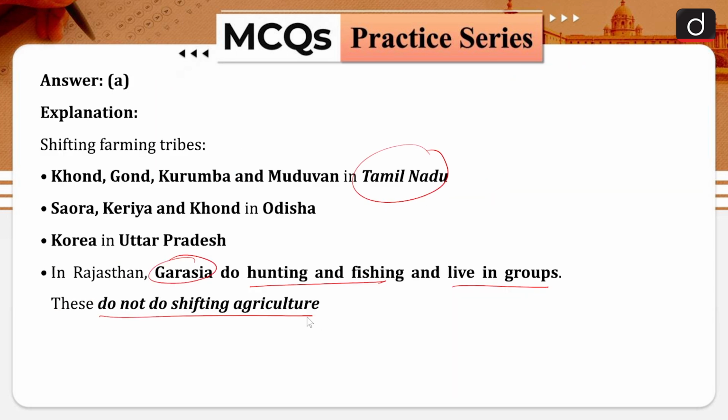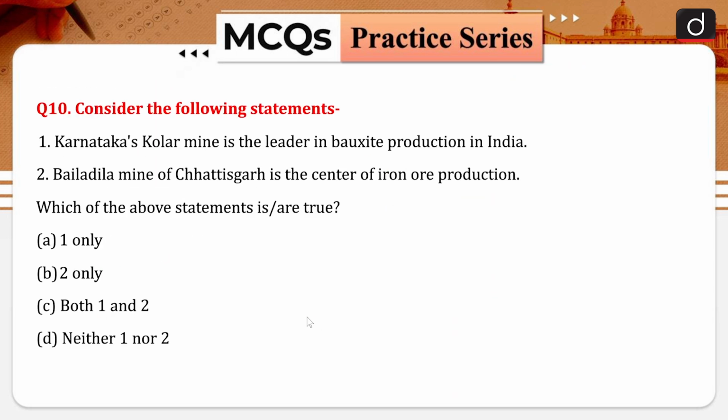Now moving further, consider the following statements: Karnataka's Kolar mine is leader in bauxite production in India. And Beladila mine of Chhattisgarh is the center of iron ore production. You have to choose the true statements. Now here, if you have any kind of idea about general affairs, or post independence India, or the time of planning, etc., or you have watched the movie KGF, you must have this idea that Kolar gold mines are famous. So that is not for bauxite, this is for gold. Okay, so this statement is incorrect.